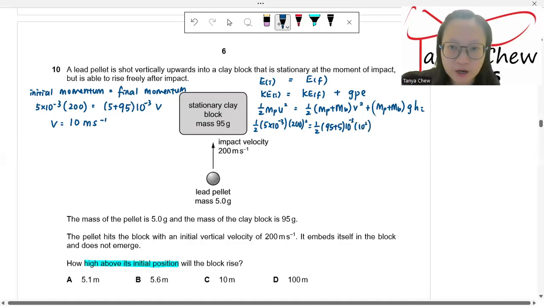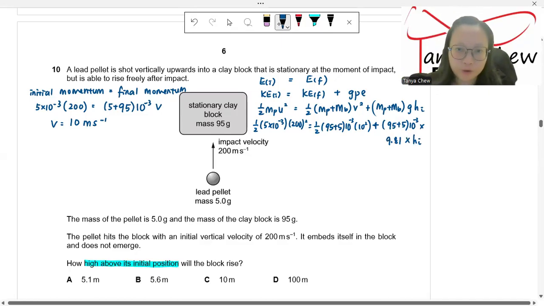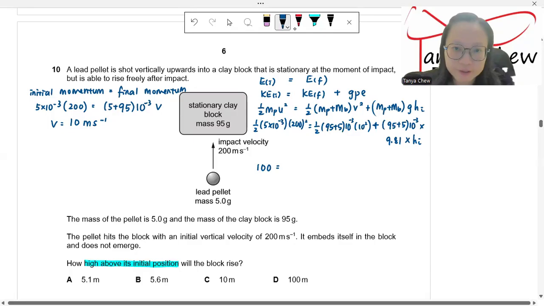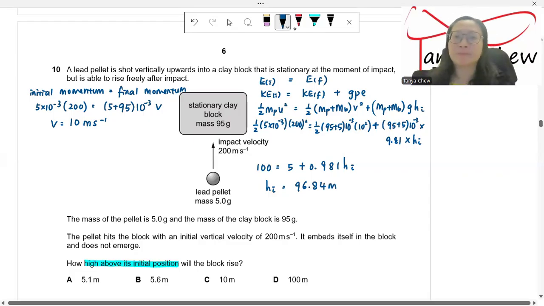You see the one that I got just now, 10 square plus mass of the pallet plus the mass of the block, and then times G, which is 9.81, and then the initial height of the block. When you work it out, let me simplify this a little bit. On the left-hand side, you are supposed to get 100. On the right-hand side, this one is supposed to be 5 plus 0.981 H. So the H is equal to 96.84 meter. It doesn't matter how many significant figures I put in because this is definitely not my final answer yet.